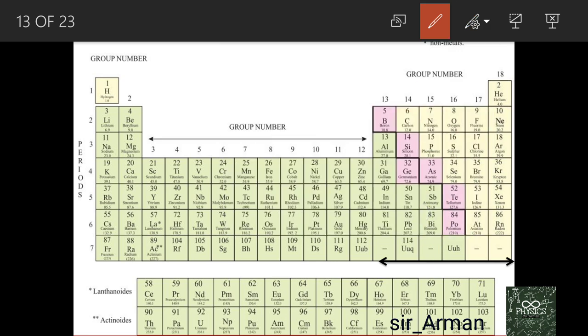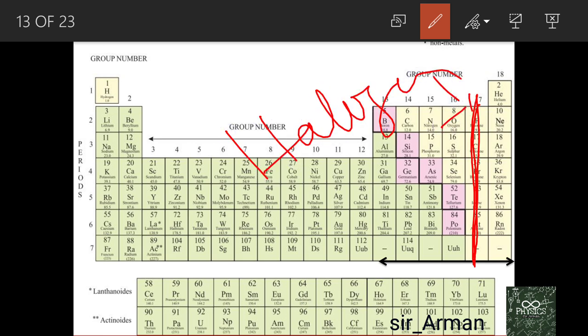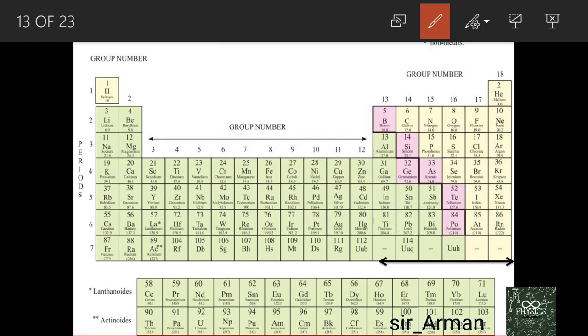Now group number 16: oxygen, sulfur and selenium are non-metals, tellurium and polonium are semi-metals, and this is a metal. So generally it consists of non-metals, then semi-metals in between, and the last element is a metal. And group number 17 consists of only non-metals, right? And this group is known as halogen, spelled H-A-L-O-G-E-N. So this group is known as the group of halogens.